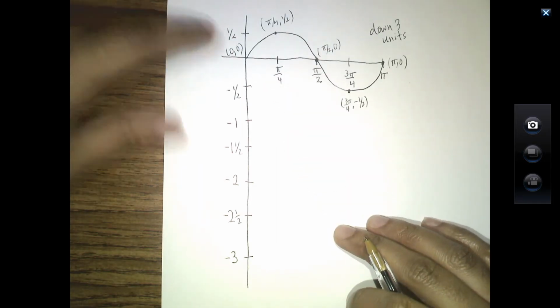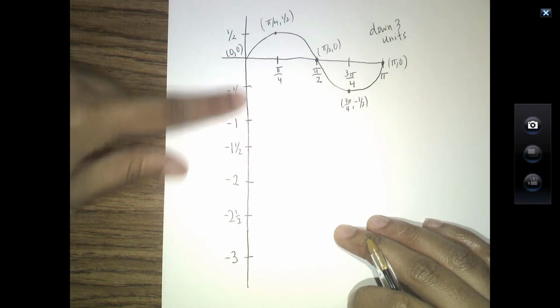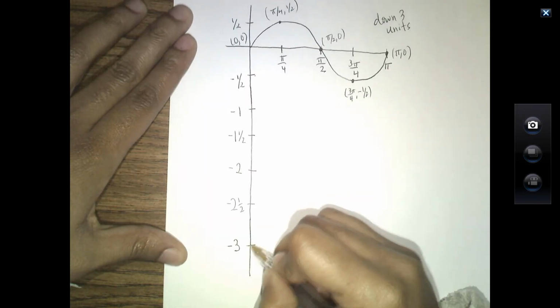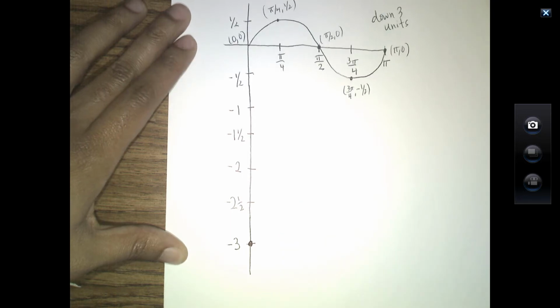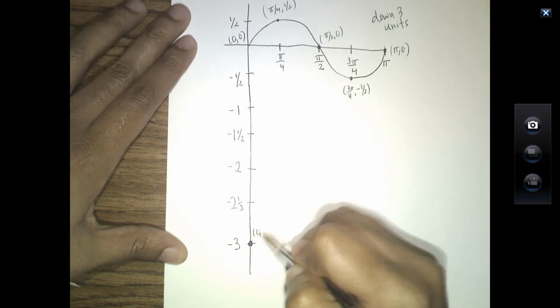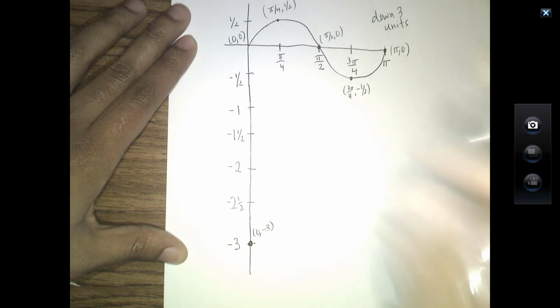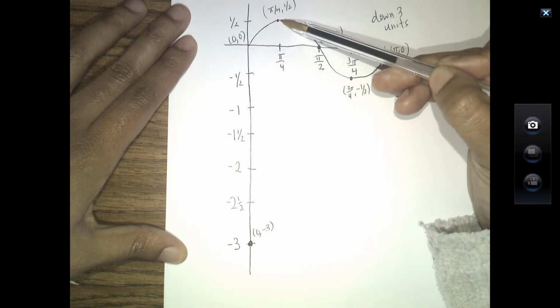And I want to go down 3. So of course it's going to go all the way down here. Seems like it's a long way. Okay, so this is now 0, -3. What was that? Pi over 4 and 1/2.